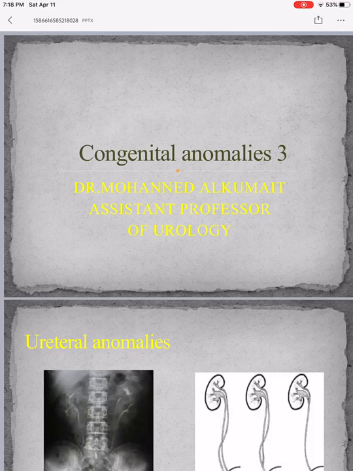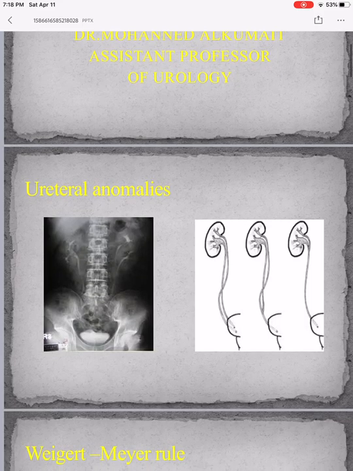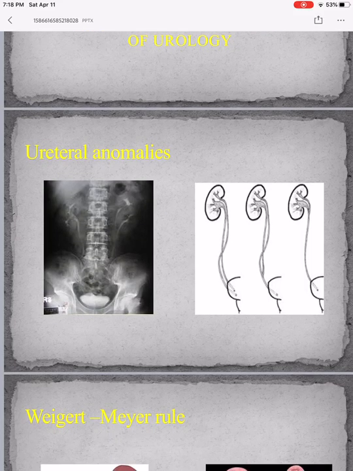This is my third lecture about the congenital anomalies. We are now talking about ureteric anomalies. We can see from the picture on the right side, we have the incomplete or bifid pelvis or bifid ureter and complete duplication. And the picture on the left is an IVU picture showing complete ureteric duplication.